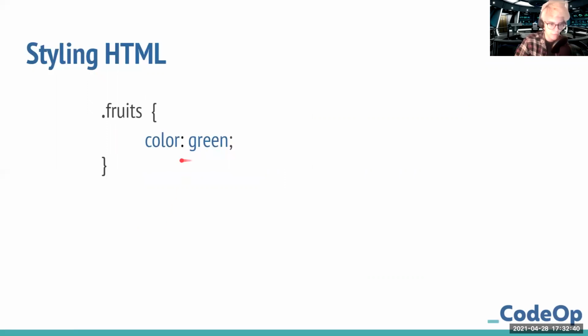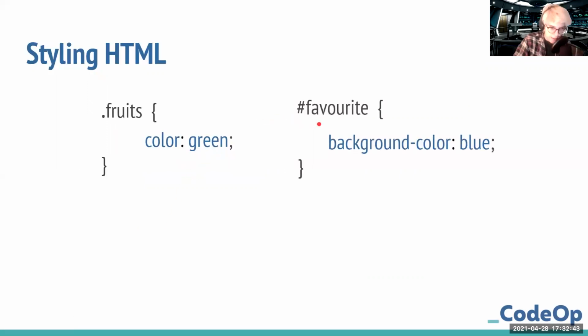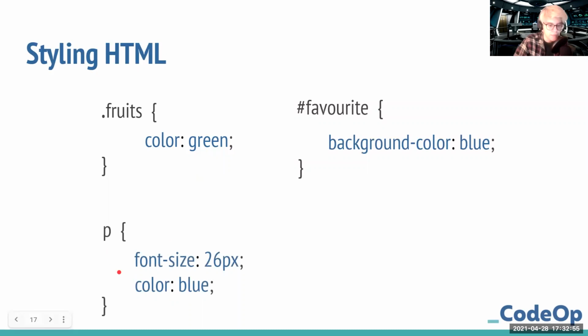So we have this one, which is fruit. And we have favorite, which is background, then a colon, and the value, which is blue, and a semicolon at the end. The last one is font size, then a colon. We choose a value for the font size, and as well color, then a colon, blue. We have some different things here. In the first one, the first thing is a dot. The second one is a hashtag, and the third one doesn't have anything.